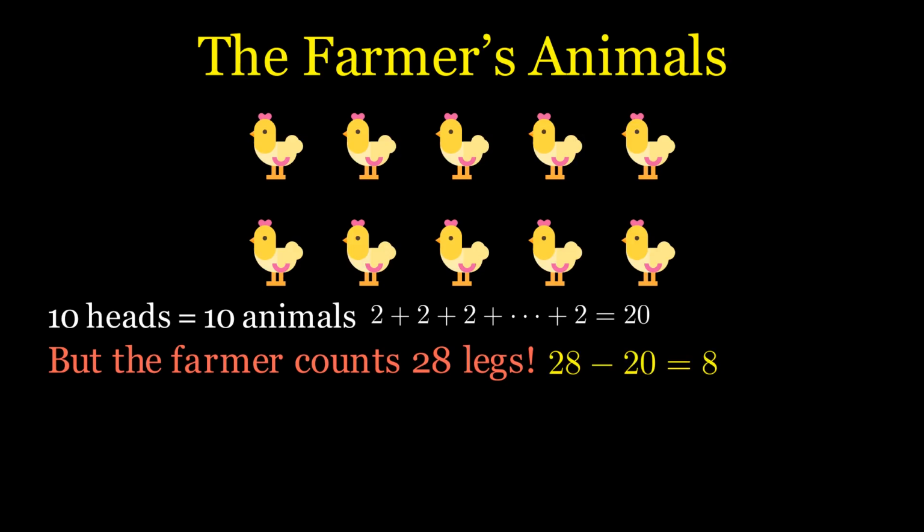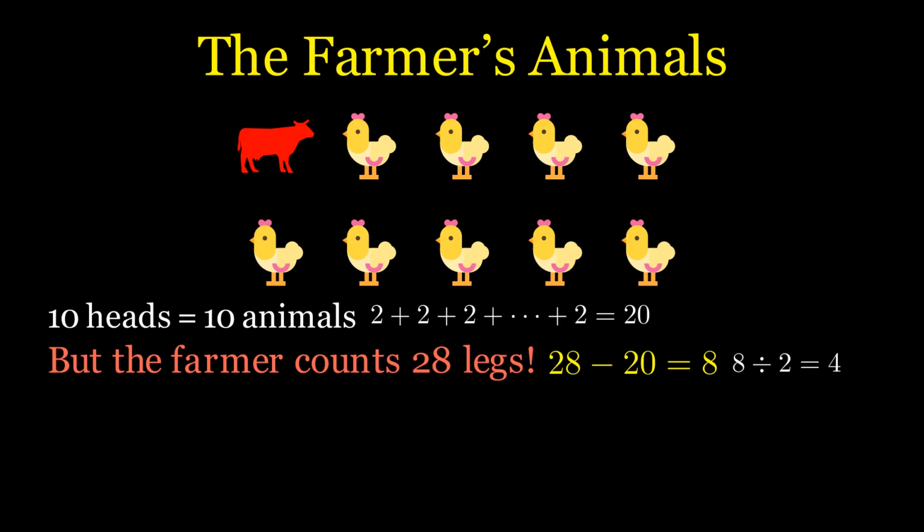That's 8 more legs than expected. Where do these extra legs come from? Well, a cow has 4 legs, while a chicken has only 2. So every time a chicken is replaced with a cow, we get 2 extra legs.